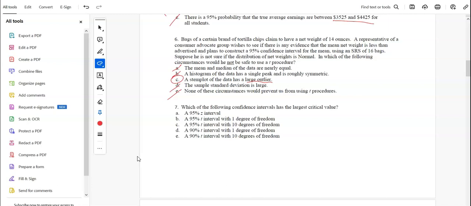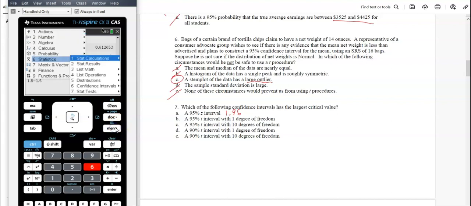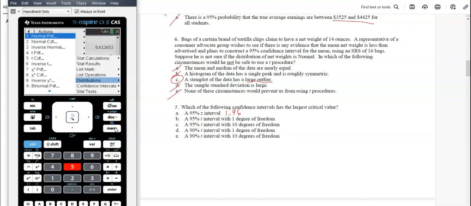Which of the following confidence intervals has the largest critical value? Okay, so 95, so I know that's 1.96 right there because I have it memorized for Z because it's easy to memorize that one. It's the most popular one. If we use this one, so let's try this, a menu 6.5. Oh wait, well we got it.